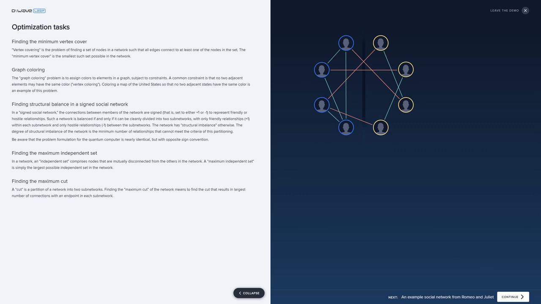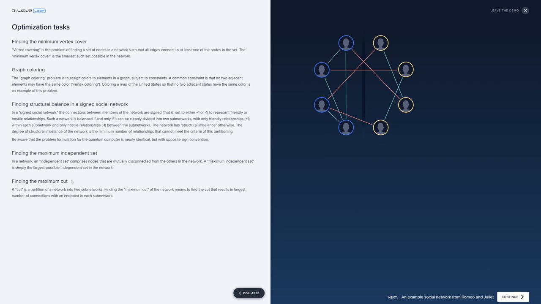The second one, okay. Finding the maximum independent set. In a network, an independent set comprises nodes that are mutually disconnected from the others in the network. A maximum independent set is simply the largest possible independent set in the network.